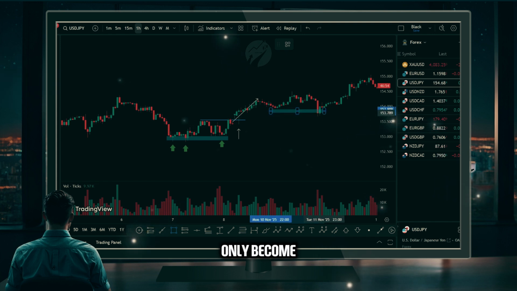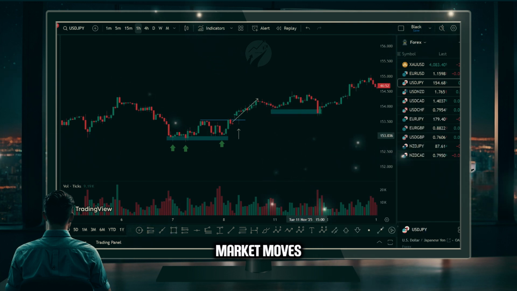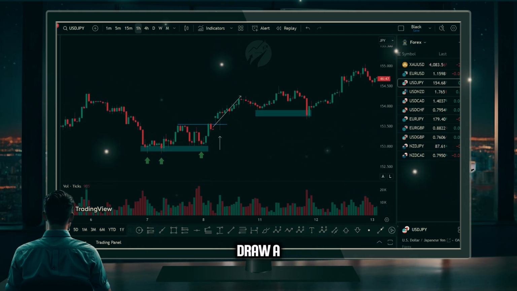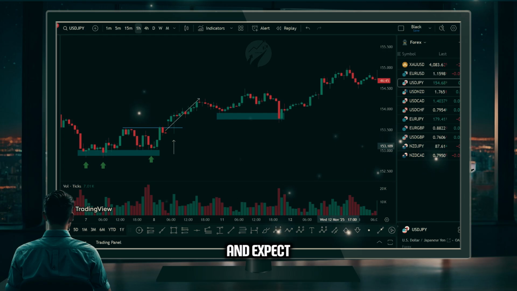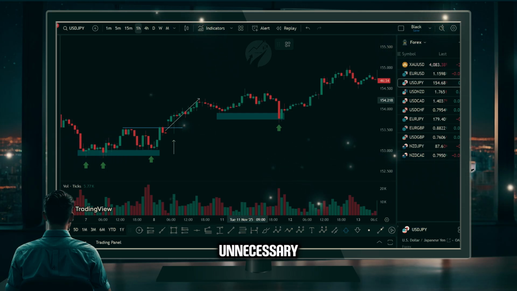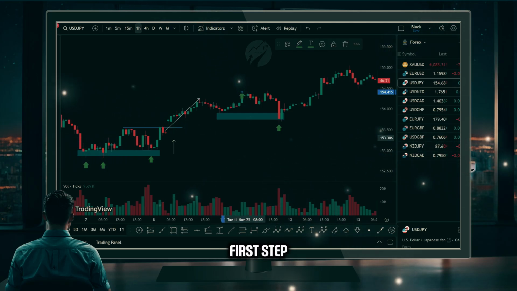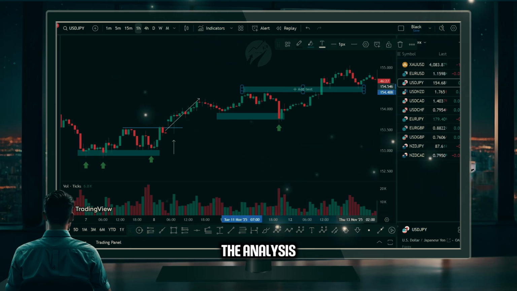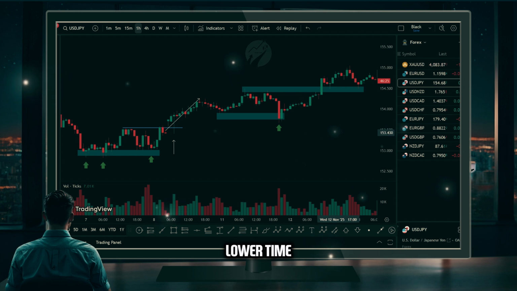Trend lines only become truly accurate when you understand how the market moves from higher to lower timeframes. You cannot draw a trend line on the 15-minute chart and expect it to reflect the movement of the entire day. That's like using the naked eye to look at a drop of water and trying to guess the color of the entire ocean. Impossible and unnecessary. So the first step of the trendline system, the most important step, is building the analysis structure from higher to lower timeframes. I always start from the monthly timeframe.